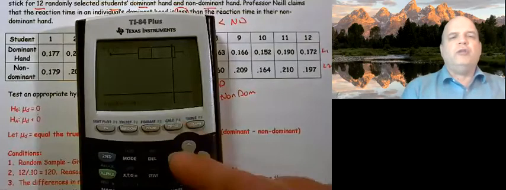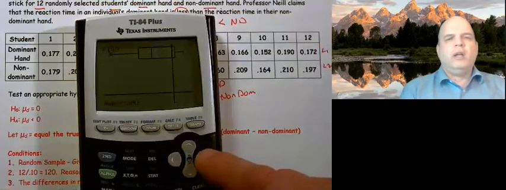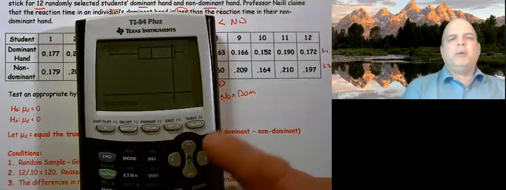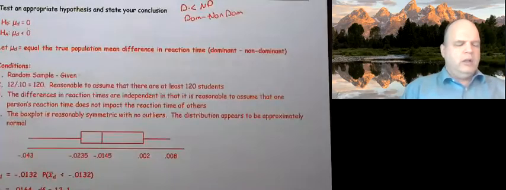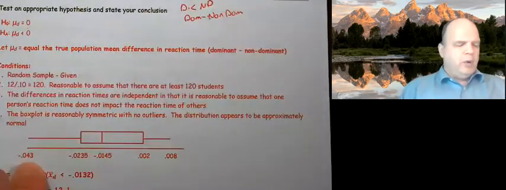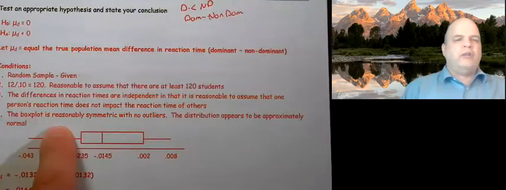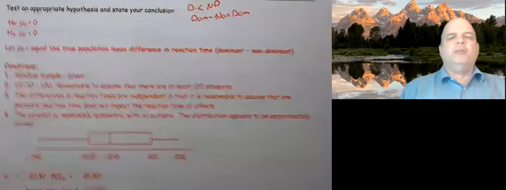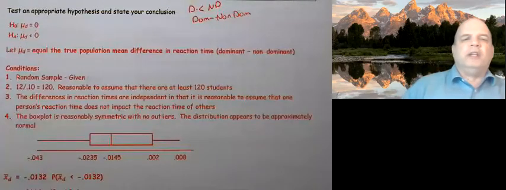We can use the trace feature, and we go, okay, that's negative 0.043, negative 0.0235, and you can just use the labels because this would be a pretty hard scale to draw. So that's what I did. Negative 0.03, negative 0.0235, etc., all the way across. And our statement is the box plot is reasonably symmetric with no outliers. The distribution appears to be approximately normal.